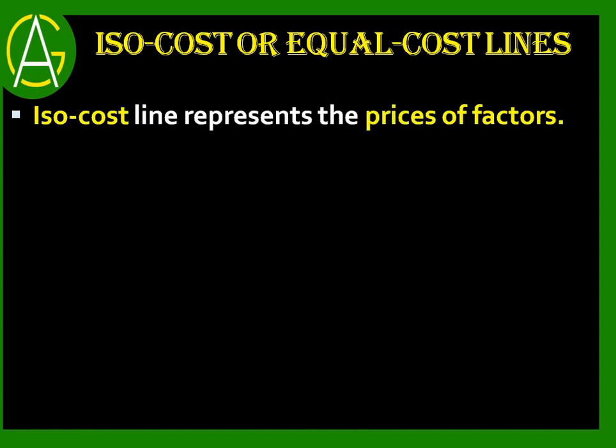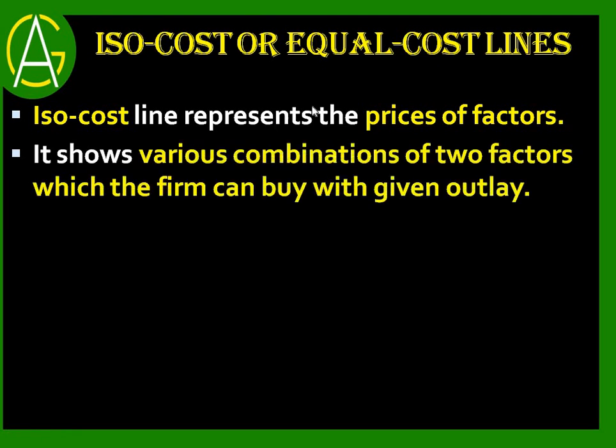Next concept is iso cost or equal cost line. Iso cost represents the prices of factors. Factor prices are represented through the iso cost line. It shows various combinations of two factors which the firm can buy with a given outlay. The firm has a fixed amount of expenditure, and how much quantity the firm can buy with this fixed expenditure is represented through this iso cost line.